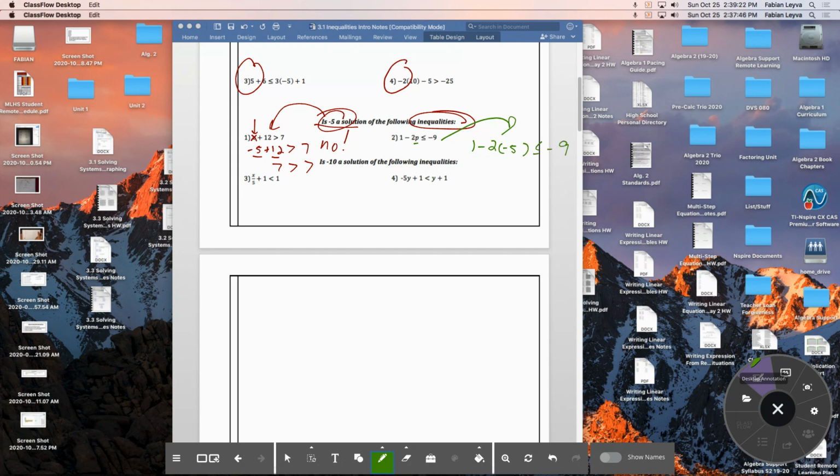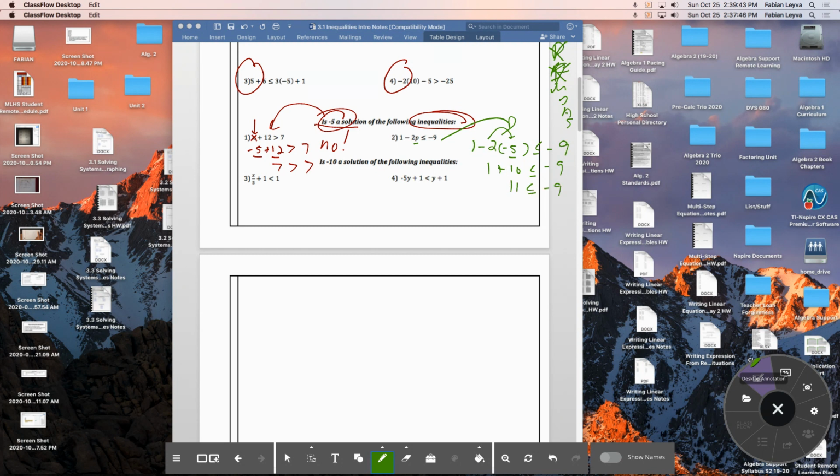Now, just like before, follow your rules of PEMDAS. Is there any work to be done in the parentheses? No. Are there any exponents? Nope. Multiplication? Yes. You have negative 2 times a negative 5, which is a positive 10. Now you're checking to see if that's less than or equal to negative 9. 1 plus 10 is 11, which is less than or equal to negative 9.